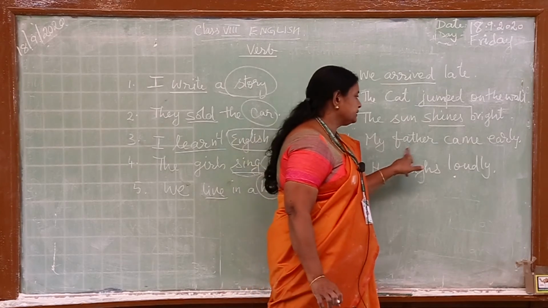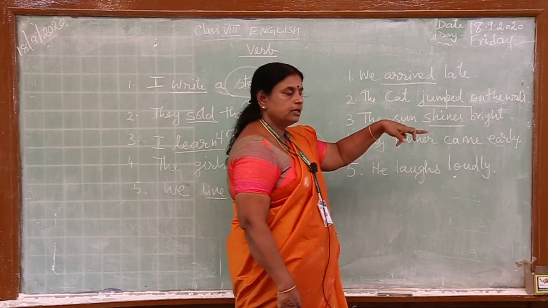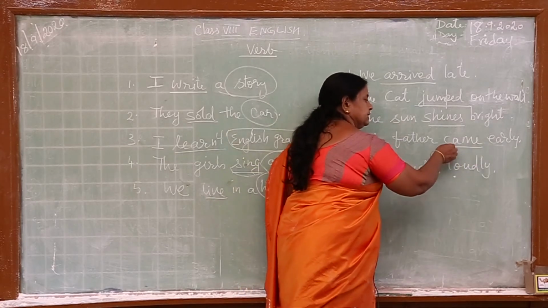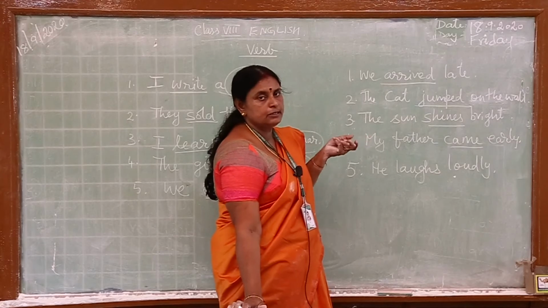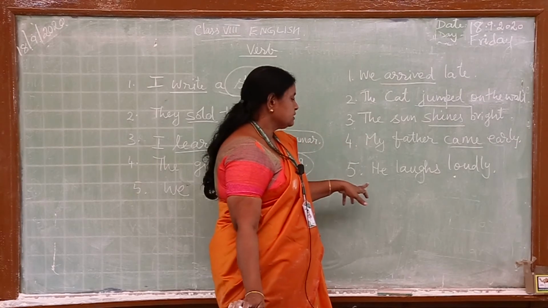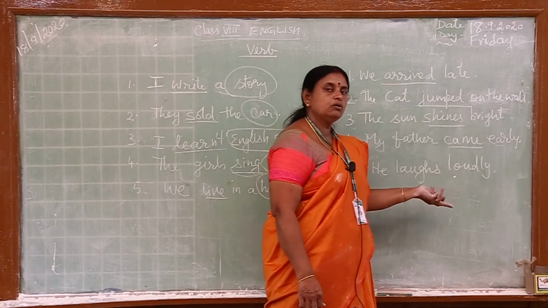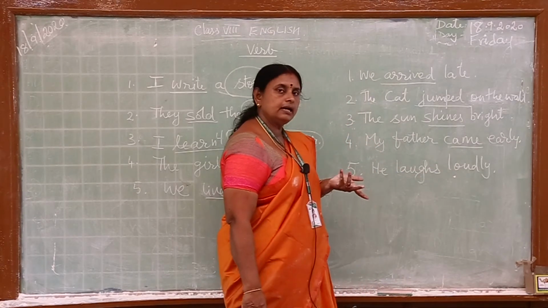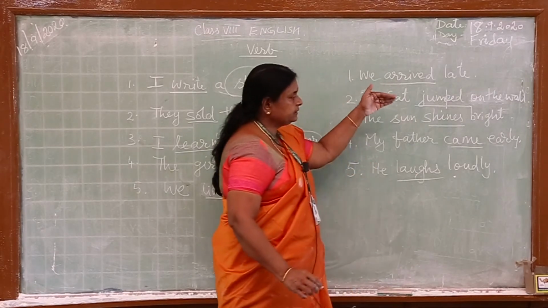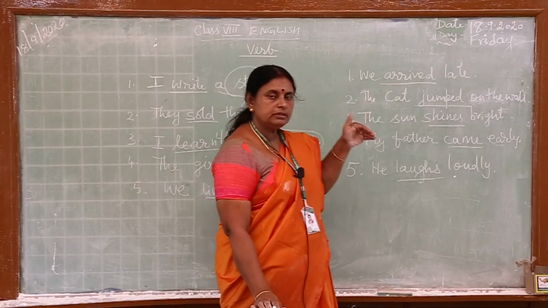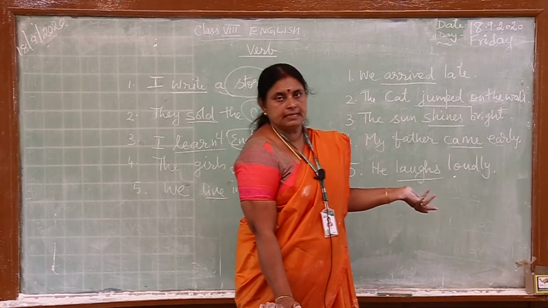My father came early. What is the verb here? That is came. Now what is early? Early doesn't answer what. No. Okay, so: he laughs loudly. How does he laugh? Loudly. What is the verb? Laugh. Now in these sentences we don't receive any object. We don't see any object in these sentences.